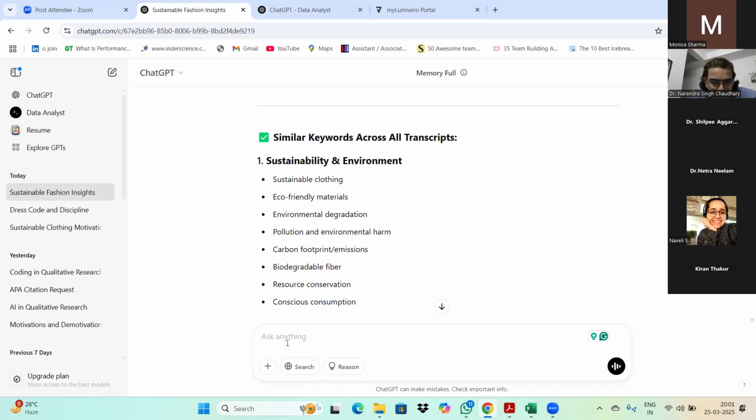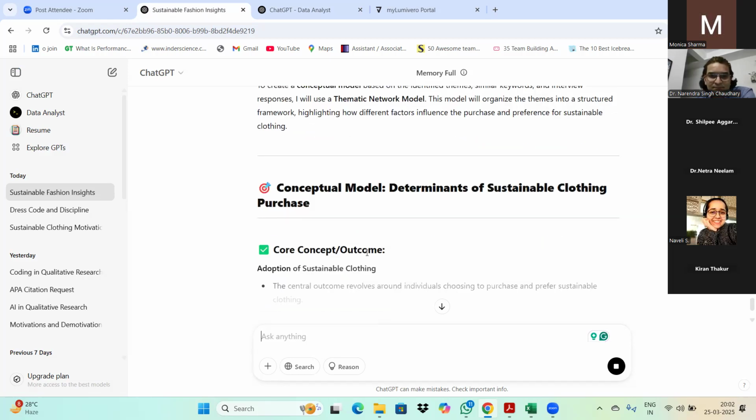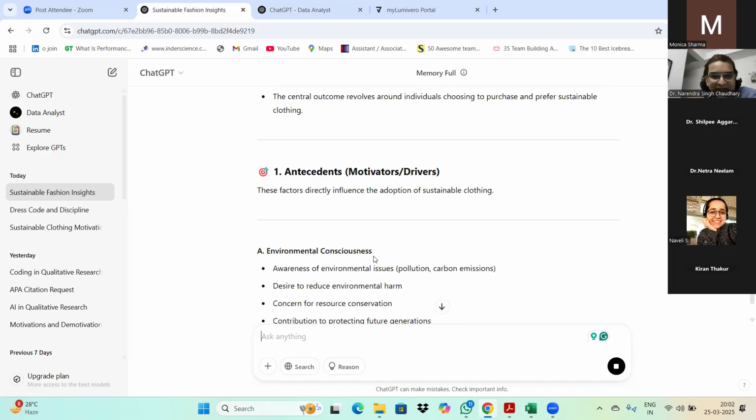So if I say, create a model out of this, I can create it with the help of an image also, though this is the very basic version I'm using. It can give you a model also, ma'am. Is ChatGPT a paid version which you have, or the normal one? This is the basic one I'm using, but in the paid version, it is possible.